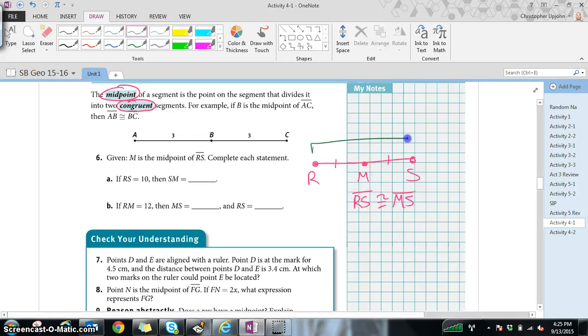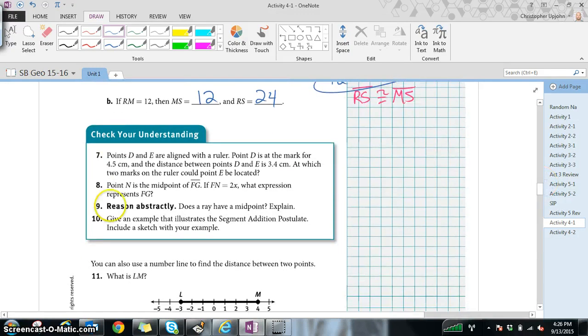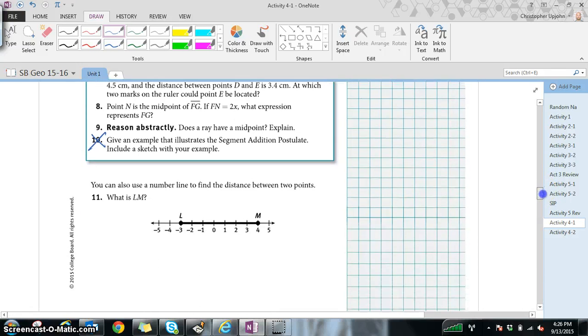But if RS is 10, what is SM? Well, something plus something is 10, or really we just have to divide it in 2 because they're equal, so SM is 5. Now if RM was 12, then MS is also 12 because they're the same, and then RS would be all of that combined, so 24. Again, not very difficult, but I suggest you write it out. We will do 7 through 9 in class. We're not going to do number 10. I guess you can guess why.